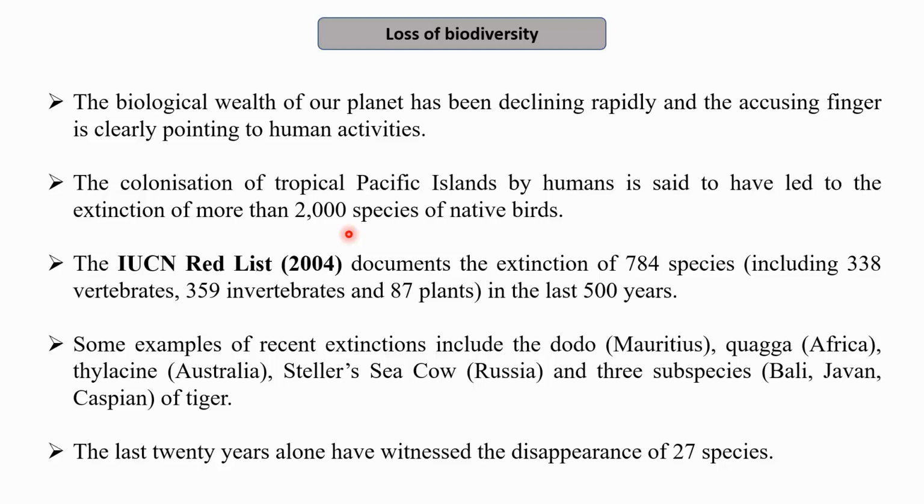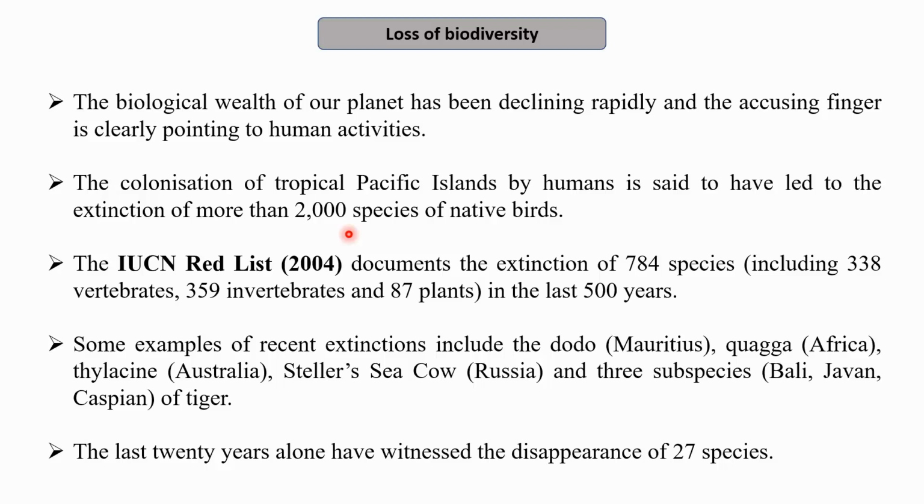Some examples of recent extinctions include the dodo from Mauritius, the quagga from Africa, the thylacine in Australia, Steller's sea cow in Russia, and three subspecies of tiger: the Bali, Javan, and Caspian. These figures are really alarming, and it is really important to prevent the loss of this biodiversity.